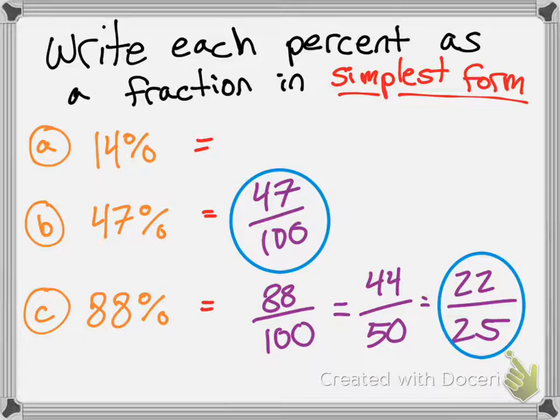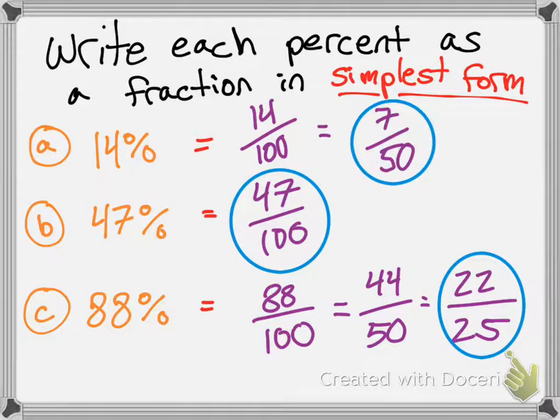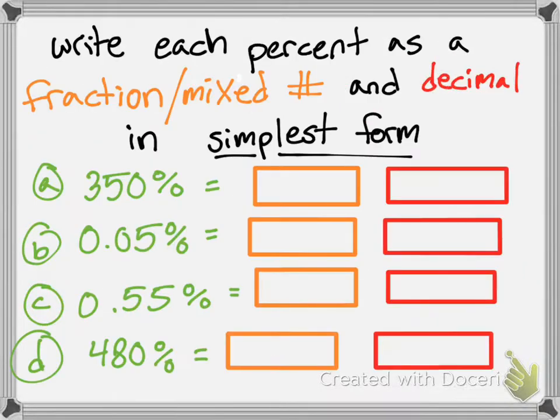Harry, are you back? Yes. Perfect. What is the initial fraction for A? 14 hundredths. Perfect. So then what would it be in simplest form? 7 50ths. They are both divisible by 2. And then 7 is prime, and 50 is not divisible by 7. Excellent, you guys. That's all it takes. You put your percent over 100 and simplify.